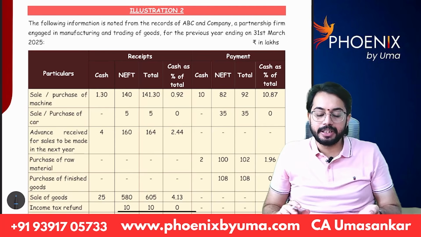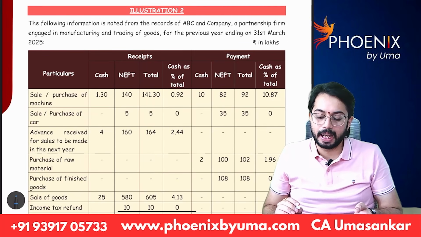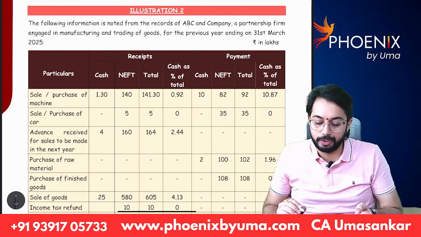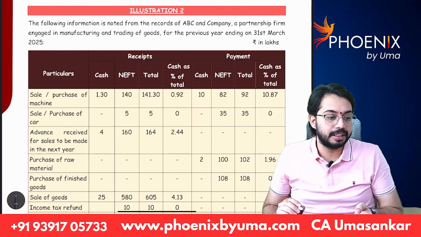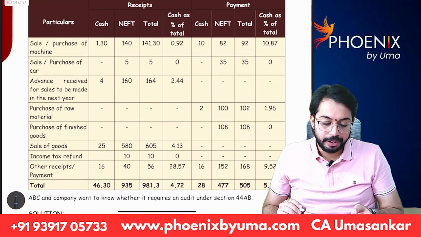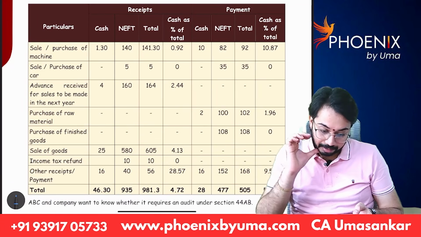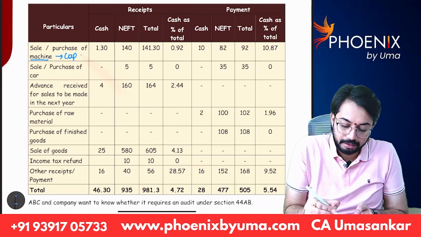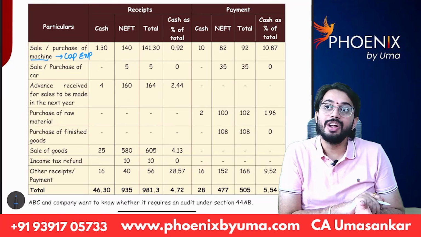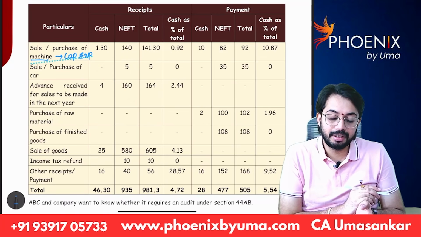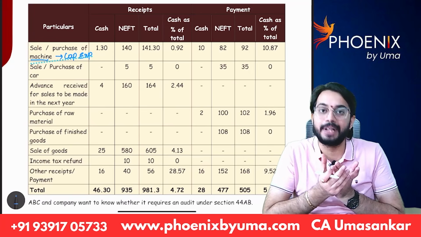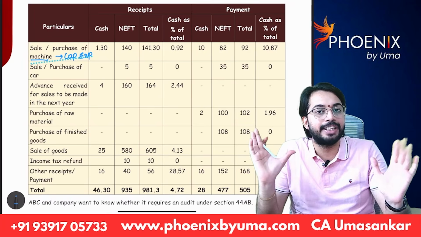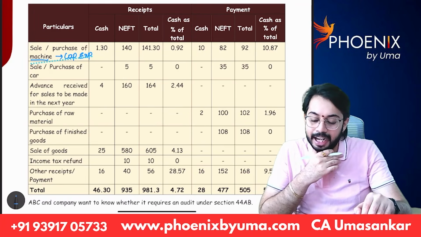The following information is noted from records of ABC and Company, a partnership firm engaged in manufacturing and trading of goods for previous year ending 31st March 2025. You can see sale or purchase of machine. It is capex, right? Capital expenditure. Do we consider capital receipts, capital payments? Yes, we will consider capital receipts and capital payments also for calculation of aggregate cash receipts and aggregate cash payments.